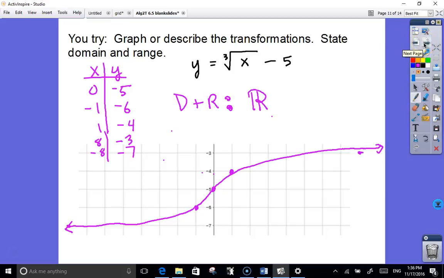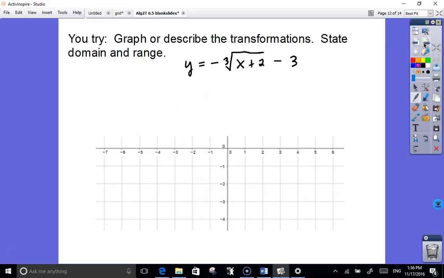And I think there's one more. And then we're done. Okay, what does the minus sign do? Flip. And how about the plus 2? No. Left 2. And the minus 3? Down. So left 2, down 3, and flipped. So in approximate terms, it's that.